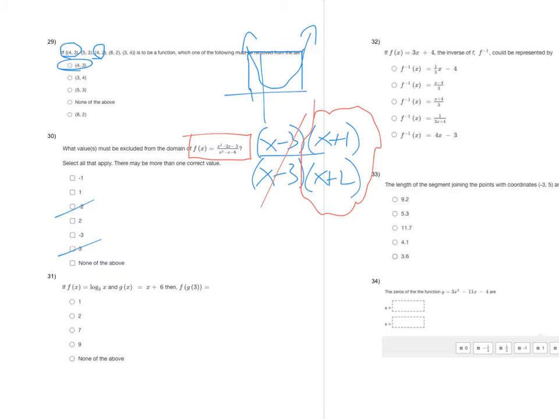Also, the x plus 1 doesn't matter. That creates an x-intercept, but that's fine. That's part of the domain. For the domain, we only care about what's making the denominator 0, or if we have roots or logs, then there's those other things to consider as well.